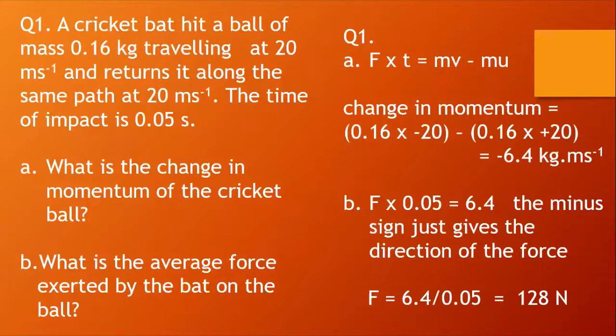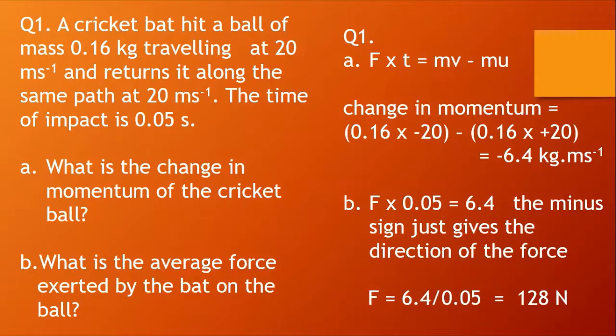Now, here we have the first of two questions. A cricket ball is hit by a cricket bat. We've got the mass of the ball, we've got its speed, it's returning along the same path at 20 meters per second. The time of impact here is 0.05 seconds. We're asked, what is the change in momentum of the cricket ball? What is the average force exerted by the bat on the ball? Which of course would be the same as the ball on the bat.